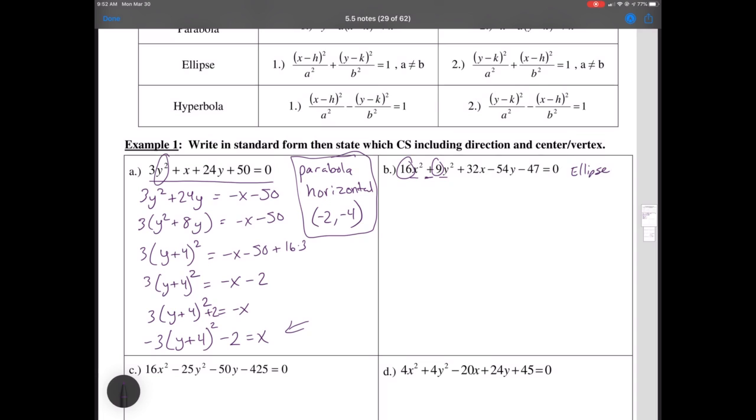So again, we'll perform our completing the square operation to write this in standard form. We'll group our x's together. And move the constant to the other side. So now we're going to group our y's, factor out the 16, factor out the 9. Alright, once you've done that, now you can complete the square portion.